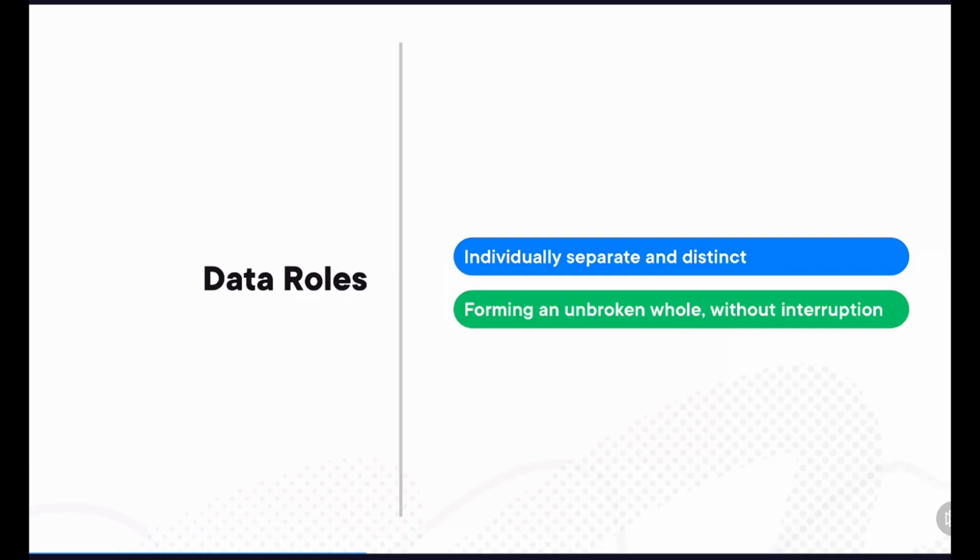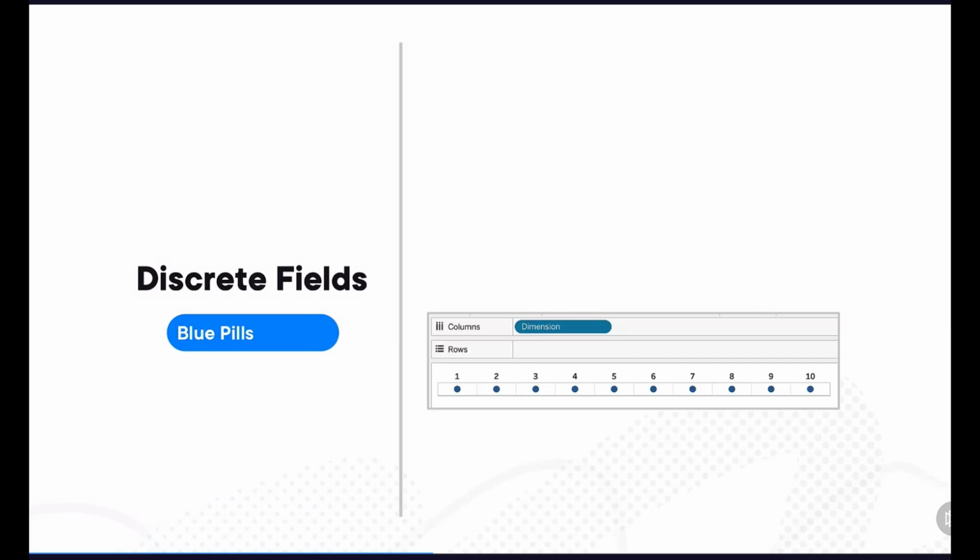There are two roles in Tableau, discrete and continuous. And these are mathematical terms. Discrete means individually separate and distinct, while continuous means forming an unbroken whole without interruption. Let's dive into each of these in more detail. In Tableau, discrete fields are represented as blue pills. Tableau treats discrete values as finite.